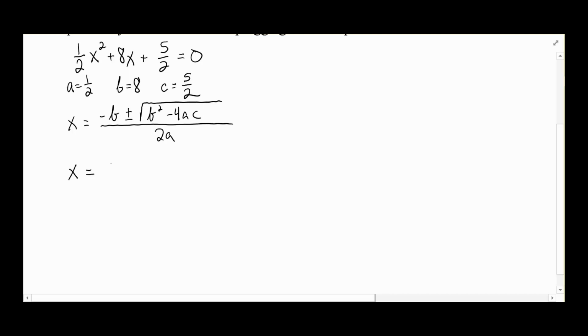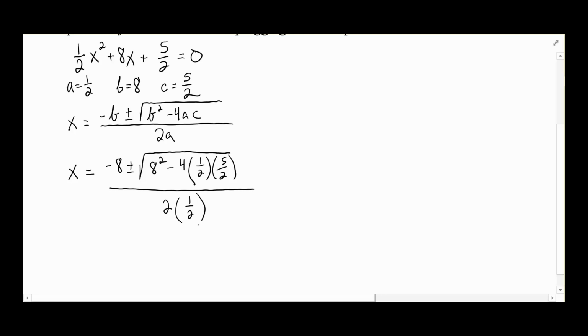So the opposite of 8 is -8. We have plus or minus the square root of 8 squared minus 4 times 1/2 times 5/2, all over 2 times 1/2. This looks ugly. We have fractions within fractions. But let's check out what's actually going on here.